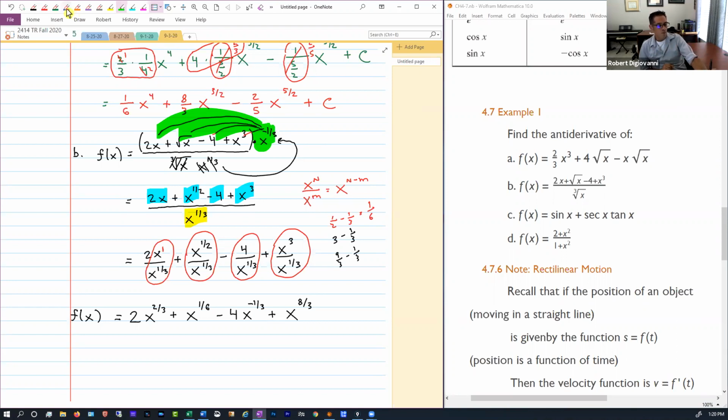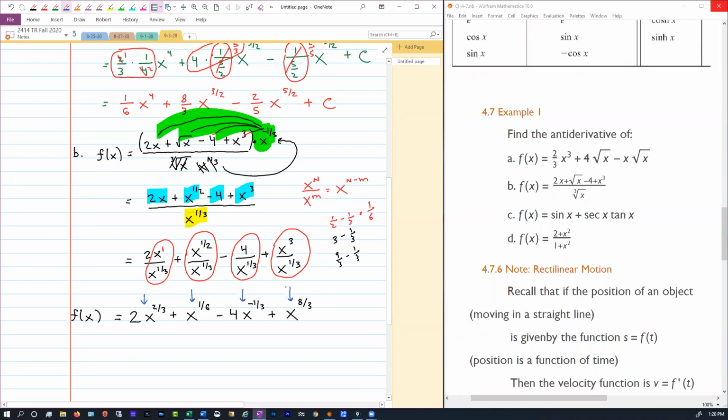Now I'm not going to work the rest of this. Let's just make sure you understand that this first piece is a number in front of x to a power, so we can use the power rule. This is just x to a power, we can use the power rule. This is a number in front of x to a power, we can use the power rule, and then this is x to a power, power rule. I have a question.